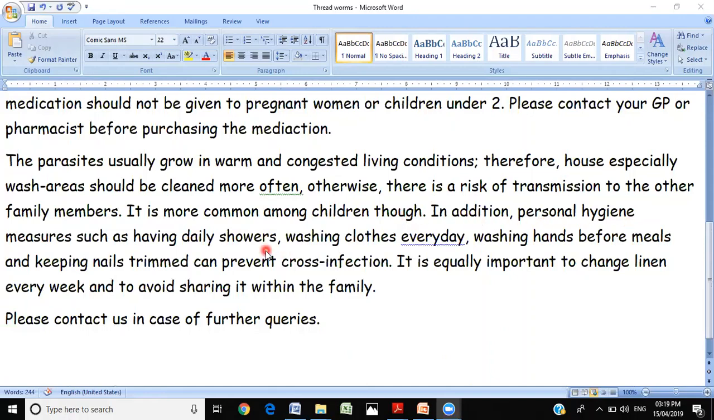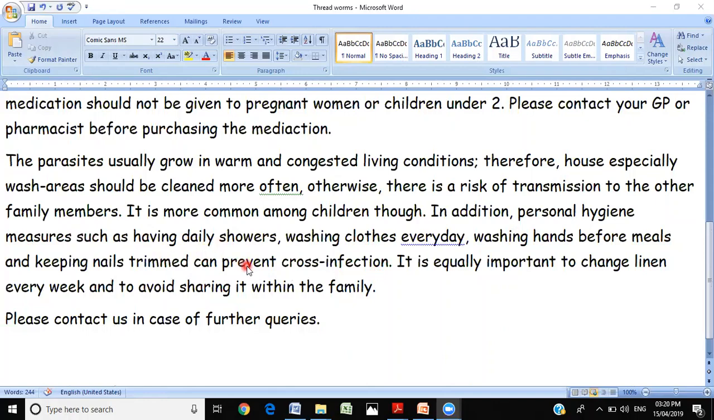In addition, personal hygiene measures. If you remember, when we discussed parallel sentences, we looked at the gerund format. So here I have used a gerund format. In addition, personal hygiene measures such as having daily showers, washing clothes every day, washing hands before meals, and keeping nails trimmed can prevent cross infection. I have written all the measures in a noun form, that is, in a gerund form. So the actual sentence is: personal hygiene measures can prevent cross infection.